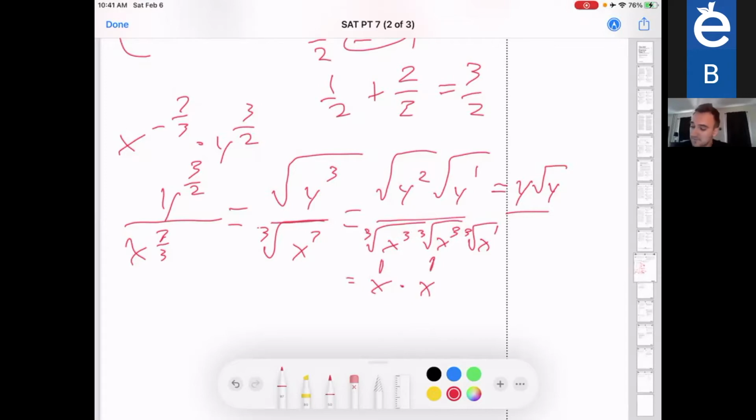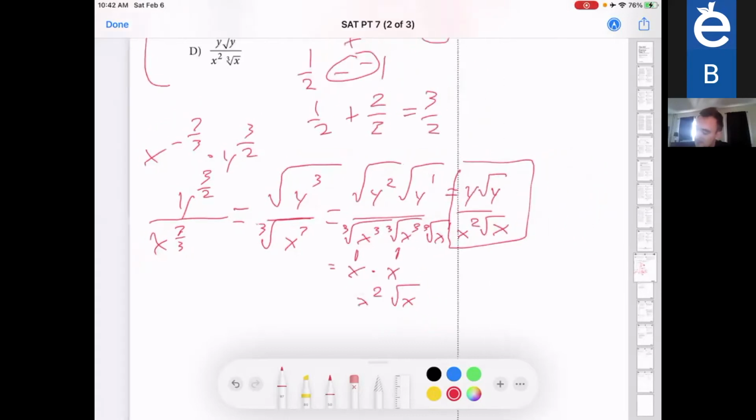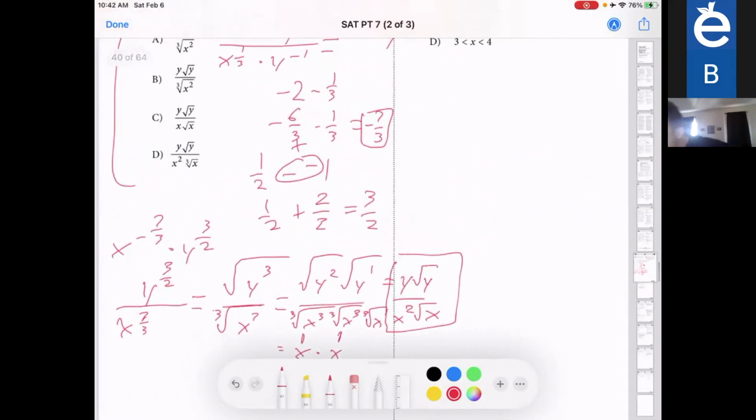What does simplify outside of my radical, though, is this x times x. So that's x squared. What's left of my radical is the square root of x. So I have x squared times the square root of x in my denominator. That is my answer. So what we got, once again, that should be the 3rd root. This looks like answer D.